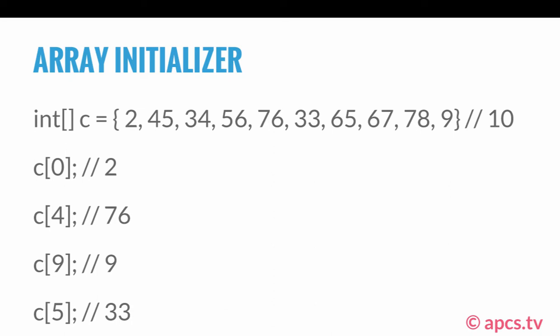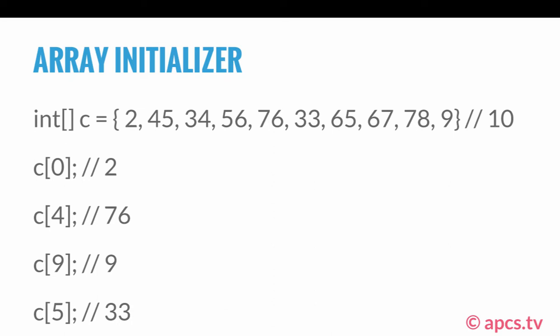Similarly, if we wanted to find C of 9, we would go this way. The 0th element is 2, the first element is 45, the second element is 34, the third element is 56, the fourth element is 76, the fifth element is 33, the sixth element is 65, the seventh element is 67, the eighth element is 78, and finally the ninth element is 9. And we know that we're looking for the ninth element because that's the number between the brackets. And then again we have C, and we're getting the fifth element this time. So in this case, the fifth element is 33.